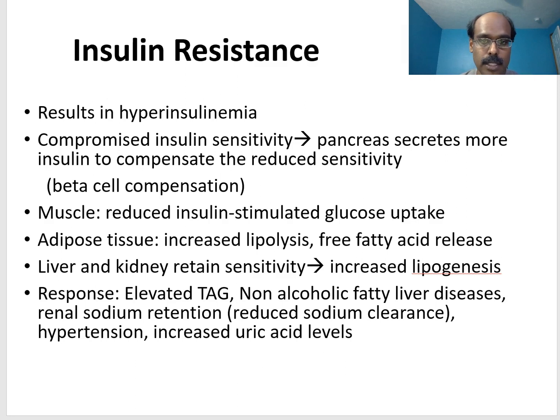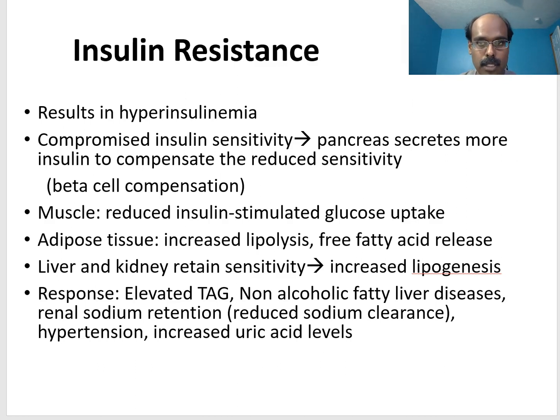So in the muscle, glucose uptake stimulated by insulin is reduced, and in adipose tissue, increased lipolysis and free fatty acids would happen if someone has insulin resistance. However, the liver and kidney would retain sensitivity, and because of high levels of insulin, they would make more lipids. I told you that you can only store certain levels of glycogen in the liver, and after reaching the saturation point, they would start making fatty acids, and those would accumulate in adipose tissue. After the overnight fasting time point, these accumulated lipids would come back and damage the pancreas and liver, and again worsen the disease.